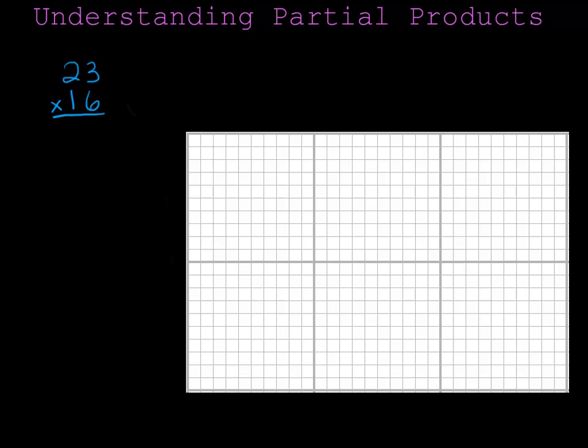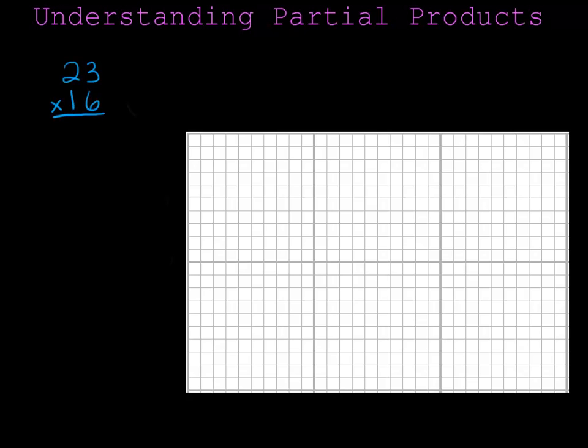Hi, in this video I'm going to use a picture called an array to help us understand what happens when we do partial products with 2 digits by 2 digits. So here I have the problem 23 times 16.